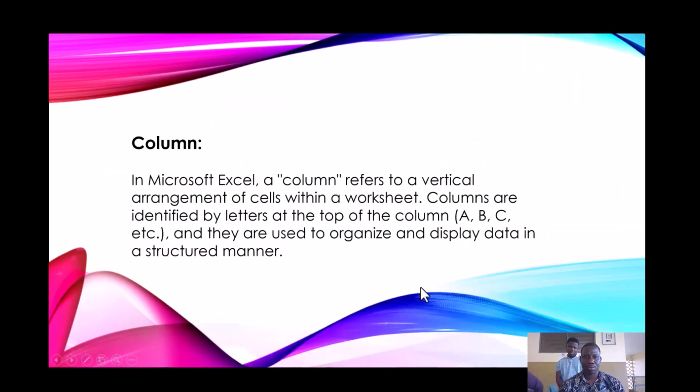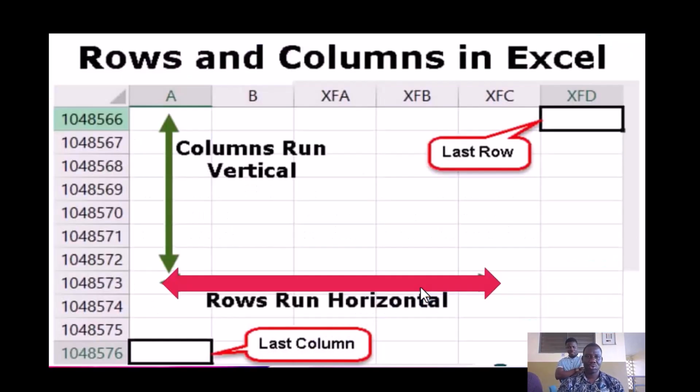Now, columns. In Microsoft Excel, a column also refers to the vertical arrangement of the cells in the worksheet. And the columns are headed by alphabets. So from the picture, you can see that our columns are labeled by the green arrow, and they have the headings A, B, and so on, as we can see from the home tab here.